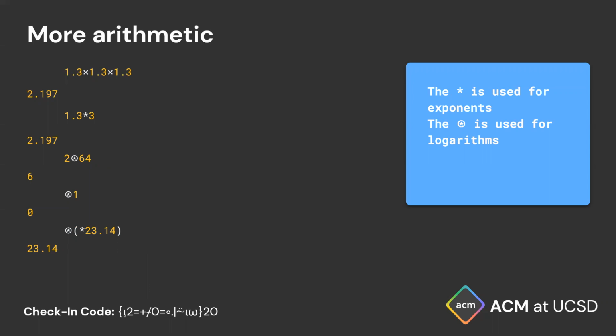Here are just some more examples of the arithmetic of APL. The times symbol works as you'd kind of expect. You can multiply numbers together.